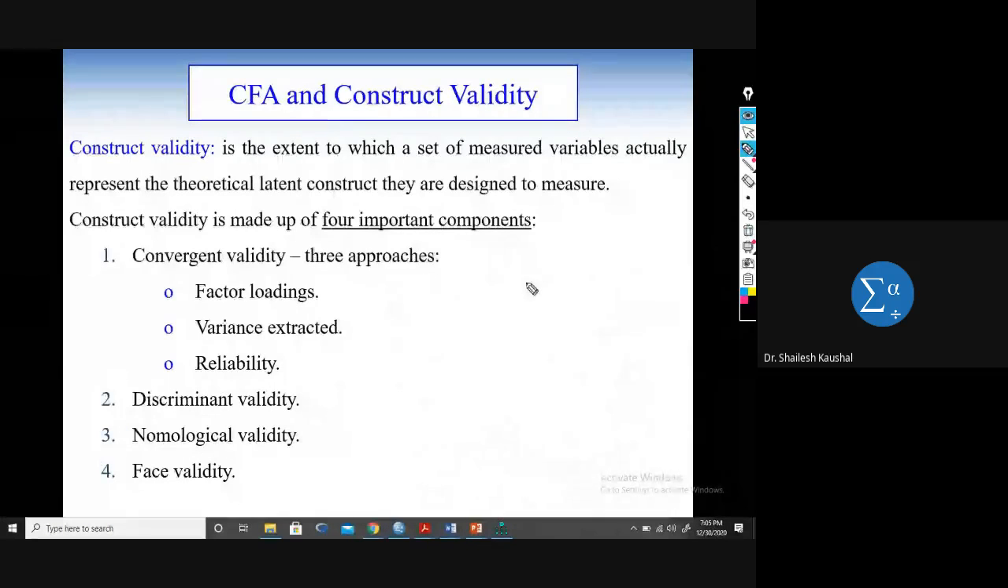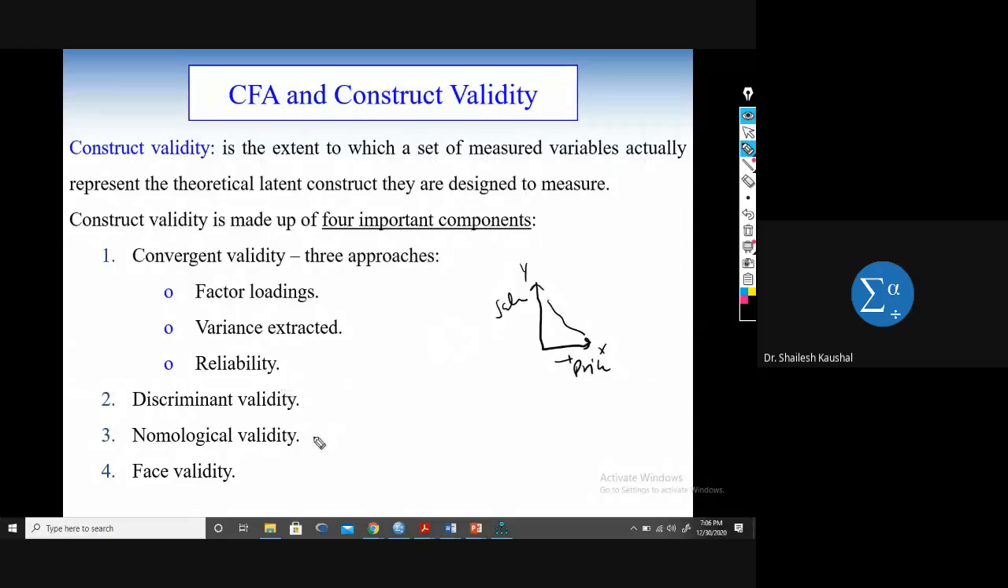Nomological validity is basically about my theory. What is the theory? The theory is about the price and sales of a commodity. If you increase the price, what would happen to the sales? Naturally, they may decline, and if you reduce the price, sales may increase. So there is a negative or inverse relationship between price and sales.